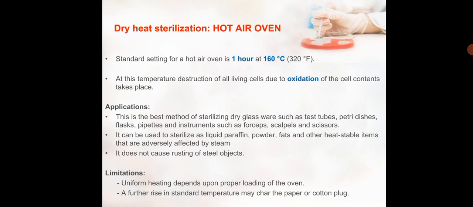It can be used to sterilize liquid paraffin, powder, fats, and other heat-stable items that are adversely affected by steam. It does not cause rusting of the metal objects, but uniform heating depends upon proper loading of the oven, and further rise in standard temperature may char the paper or cotton plug.